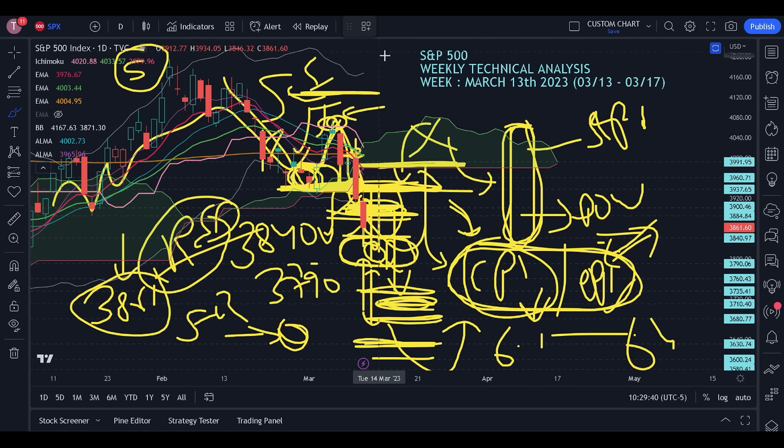So guys, this was my S&P 500 weekly technical analysis for the week of March 13th, 2023, that is from March 13th, Monday, to March 17th, Friday.